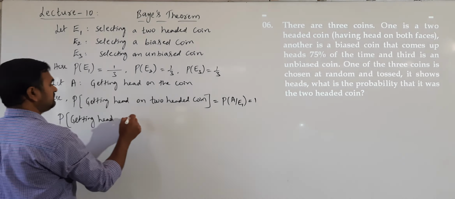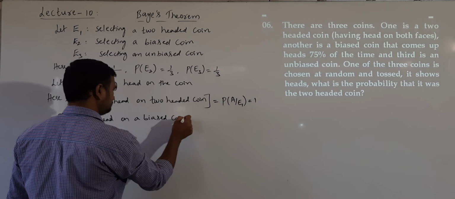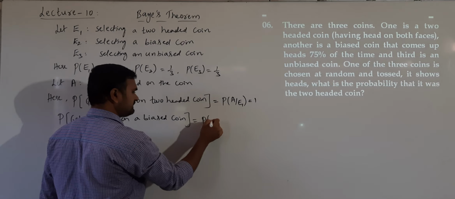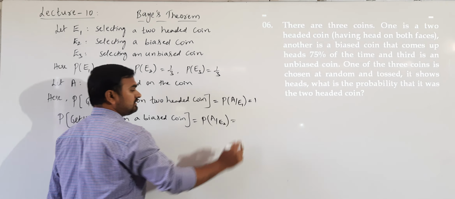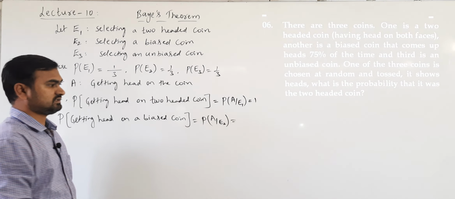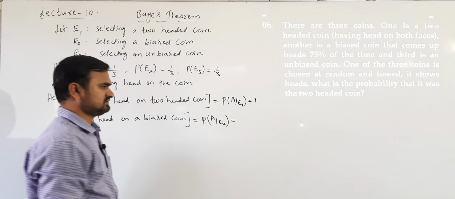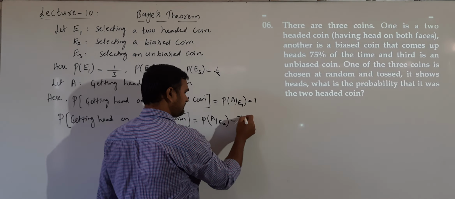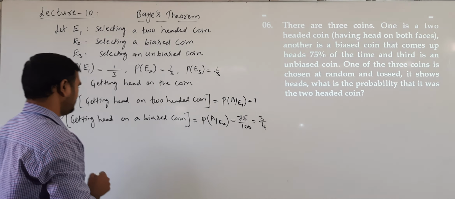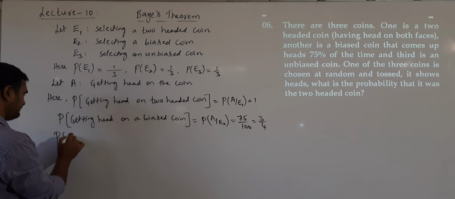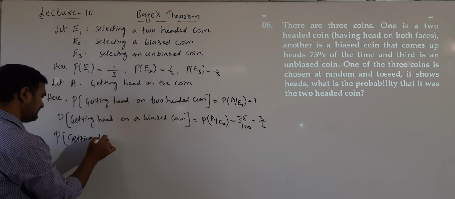Next, probability of getting head on a biased coin. It is probability of event A given that we have selected the biased coin, right? So the biased coin gives heads 75% of the times. So probability of getting head is 75 by 100, which is 3 by 4.